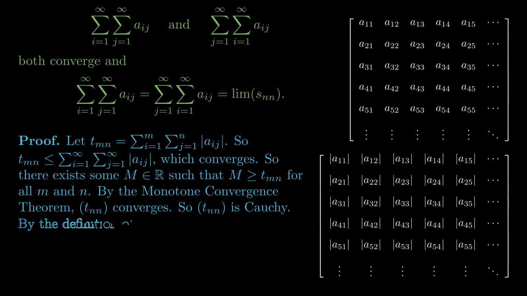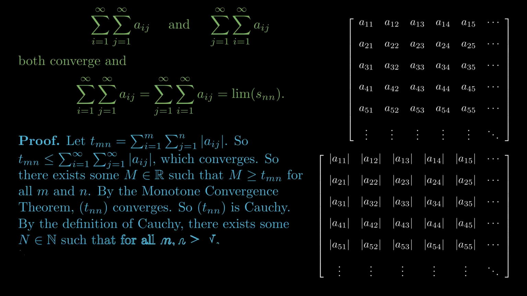Recalling what it means to be Cauchy, there exists some big N in the naturals such that for all m and n greater than or equal to big N, the absolute value of T_mm minus T_nn is less than epsilon. And let's visualize in the matrix what one of these differences look like. Because of the absolute value, the order of the difference doesn't matter, but just for this picture in the matrix, let's say that m was larger.